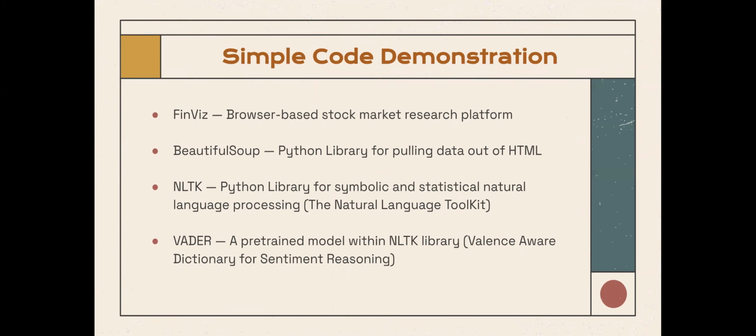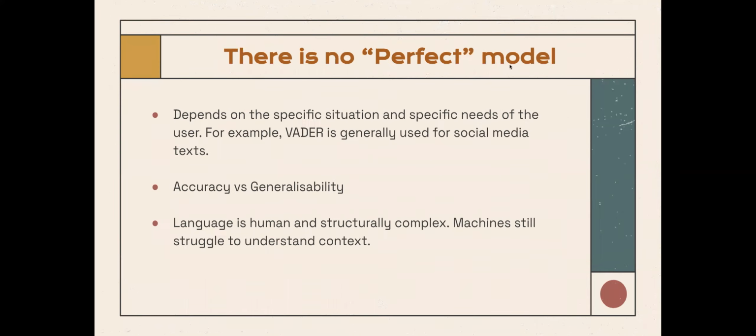FinViz is something that I found online, which is a website that has a lot of information on many different stocks, so you can view different companies and get in-depth analysis and information about them as well. I'll be using two main Python libraries: Beautiful Soup to scrape this data, and NLTK, the Natural Language Toolkit. Within NLTK, I'll be using its pre-trained model, VADER, which stands for Valence Aware Dictionary. Let me pull up the code.